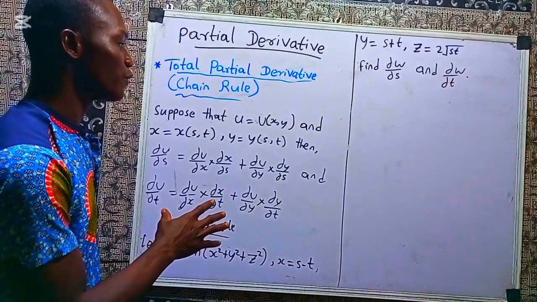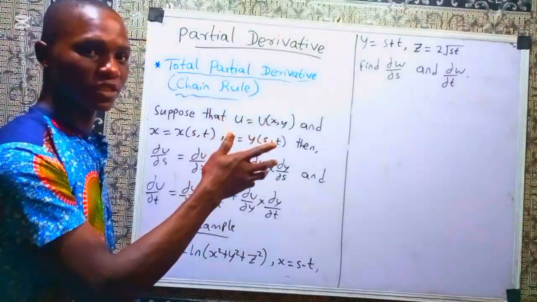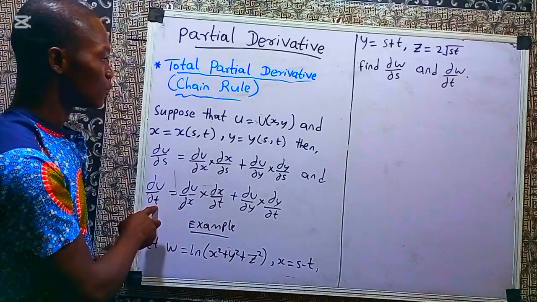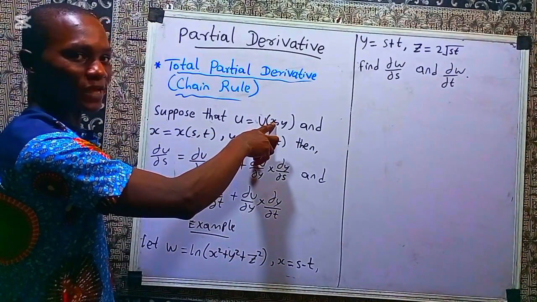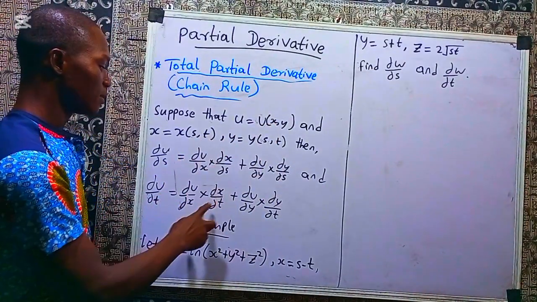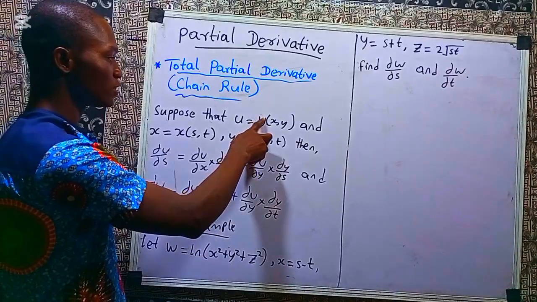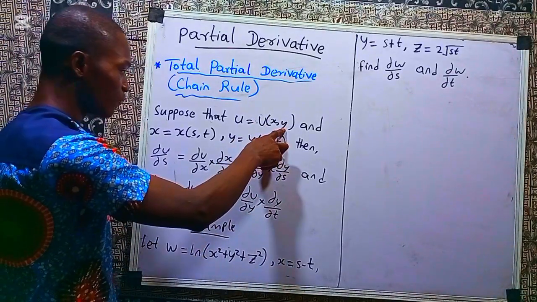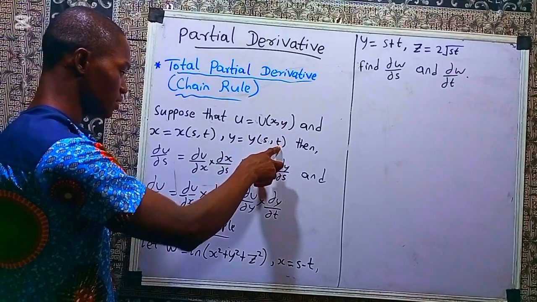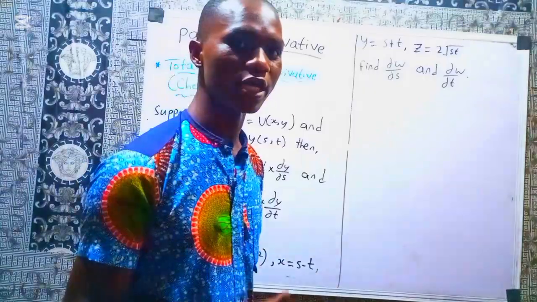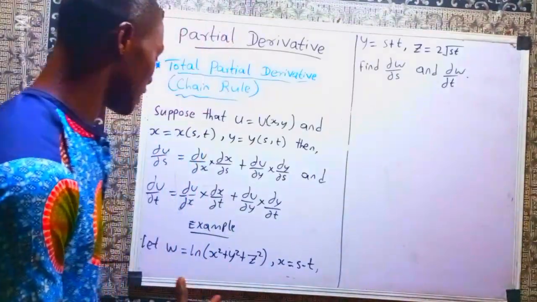Now, if you want to perform the partial derivative of u with respect to t, you can guess what it will be. The partial derivative of u with respect to t will be the partial derivative of u with respect to x multiplied by the partial derivative of x with respect to t, plus the partial derivative of u with respect to y multiplied by the partial derivative of y with respect to t. So this is how to make use of the chain rule.